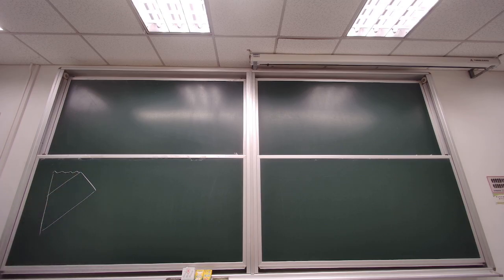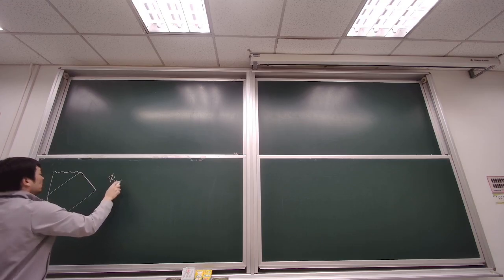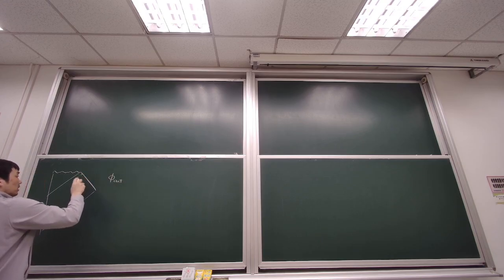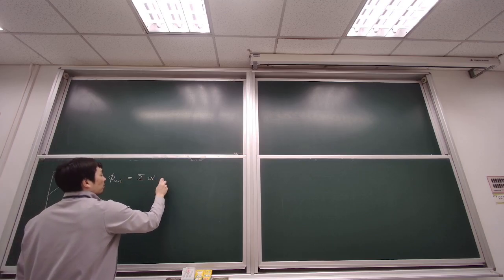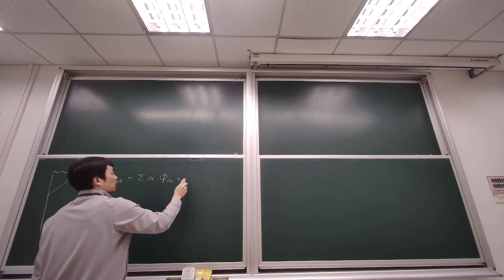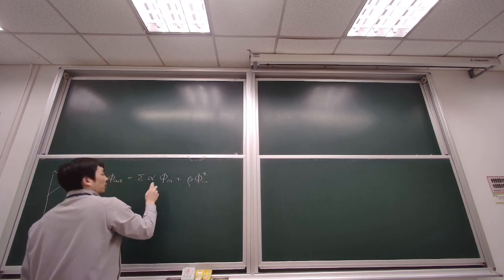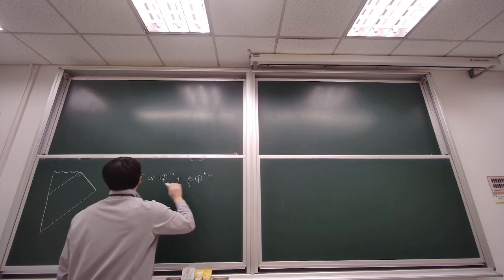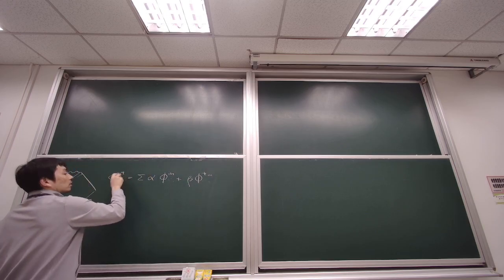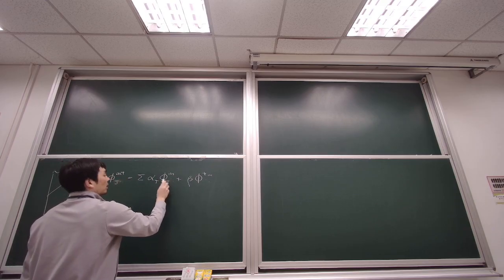Okay, so then the phi out is something like this one. This part can roughly be written as a sum of alpha phi in plus beta phi in star or something like that. And then of course there's a mode expansion in and out.